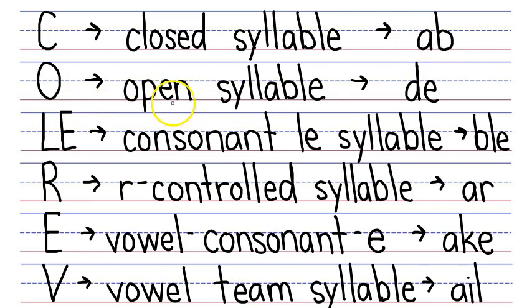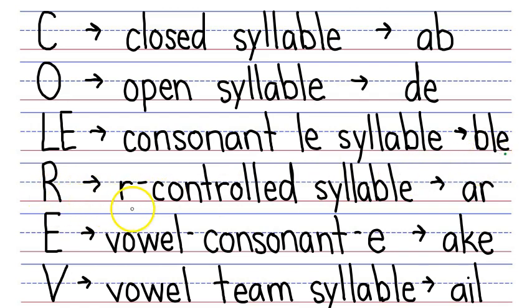O stands for open syllable. An open syllable is a syllable that ends with a single vowel letter, which usually makes a long vowel sound, like d. LE stands for consonant LE syllable. A consonant LE syllable is a syllable at the end of a word with a consonant LE pattern, like bowl, where B is the consonant and LE is the LE.